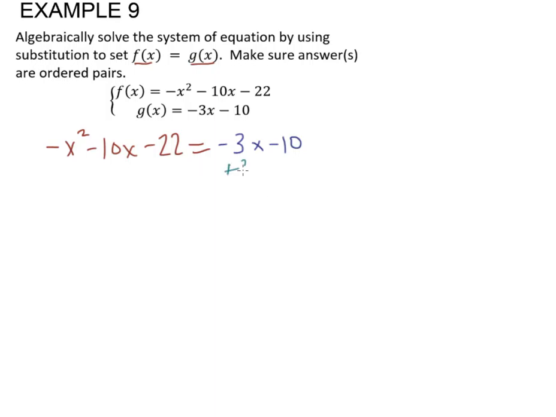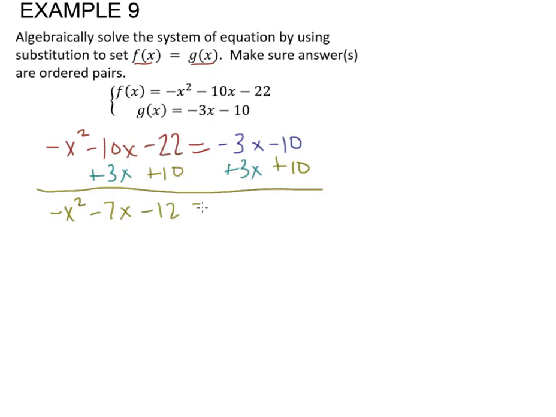Now we're going to add 3x to both sides. So I'm going to go ahead and add it over here. And since I still have to move this 10 over to this side, we're going to do it at the same time. So I'm going to add 10 and add 10 and see what we get. So we get the negative x squared. That's fine. That stays where it is. Negative 10 plus 3 is negative 7. Keep the x. Negative 22 plus 10 becomes negative 12. We get that equal to 0.